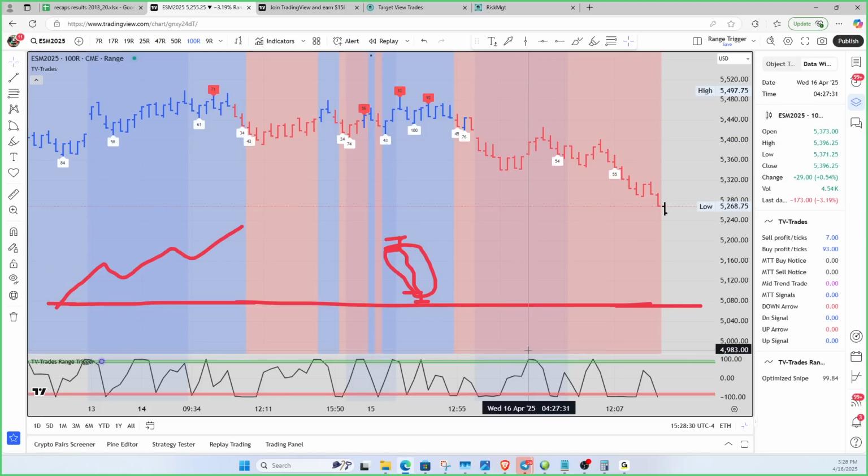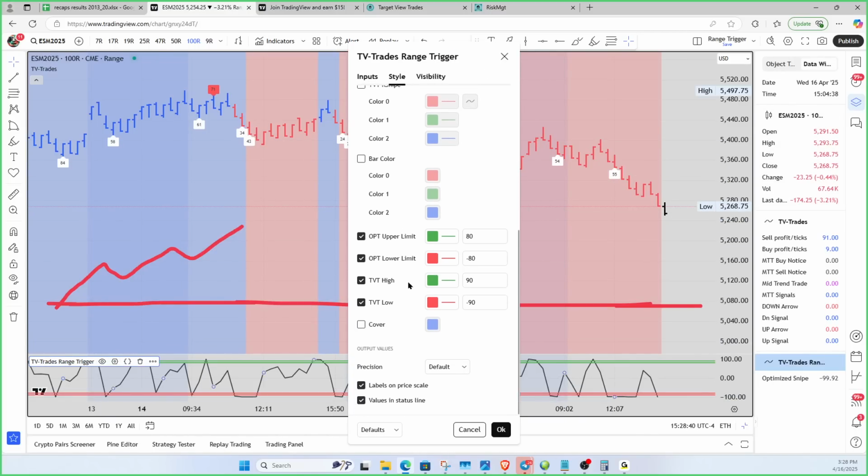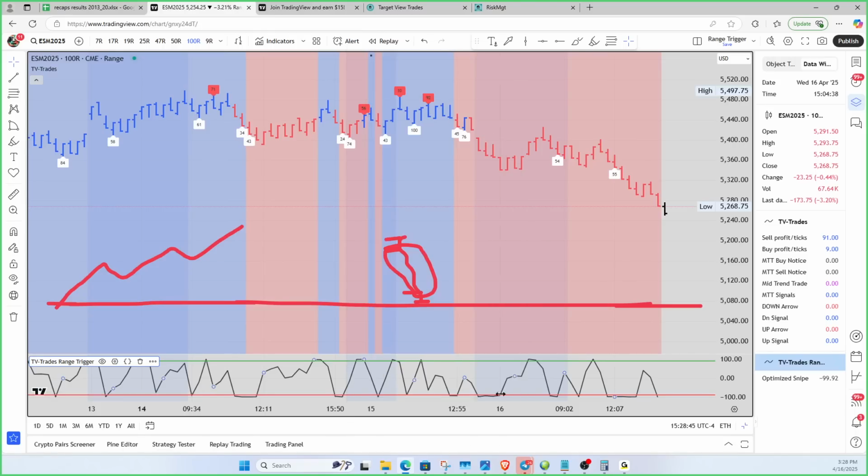The aggressive way is if it goes into the overbought like this, then you sell the open of the next bar. The conservative way, let's just get rid of something down here. We have too many of these. The conservative way is you wait for it to come out of the overbought like this. It comes out of the overbought and then you sell. All right, that's the conservative way.